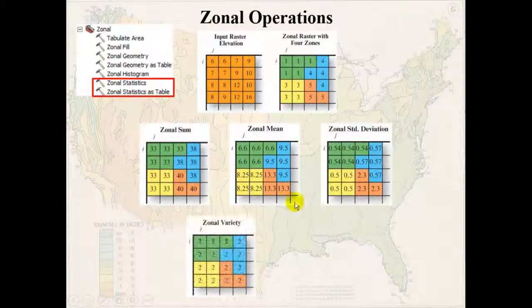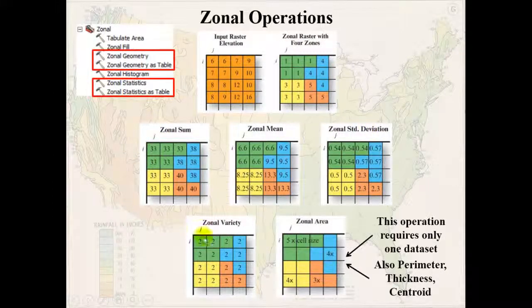There's a bunch more you can get, right? Sum, mean, standard deviation, variety, zonal areas. For zonal area, or perimeter and thickness, we only need that zone raster. We don't need a value raster because it's actually working on the geometry and not the values that are in it. So the area that's inside of this zone is the area of 4 cells.